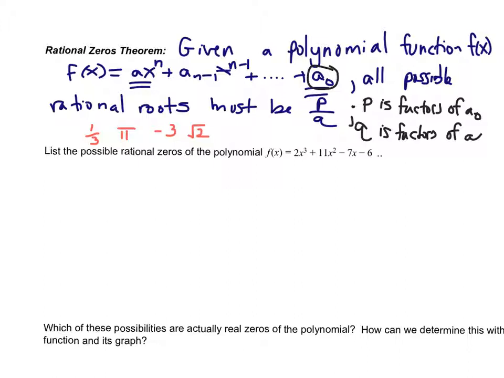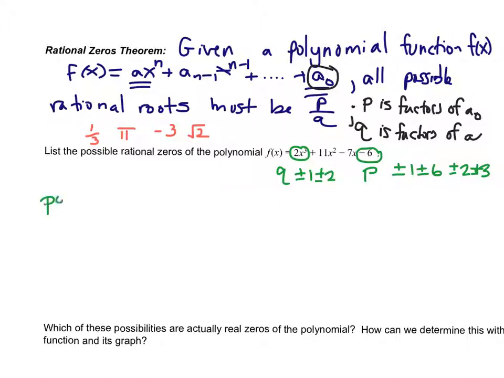So if we look at this first example, where we have 2x cubed plus 11x squared minus 7x minus 6, our factors of p are going to come from the 6. And what multiplies to 6? It's 1 and 6, 2 and 3. That's all it multiplies to give us 6. Now our q's are the first number, and that's simply 1 and 2.